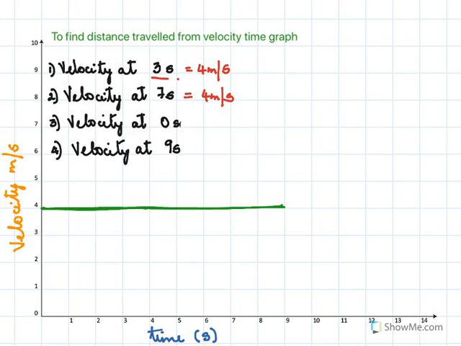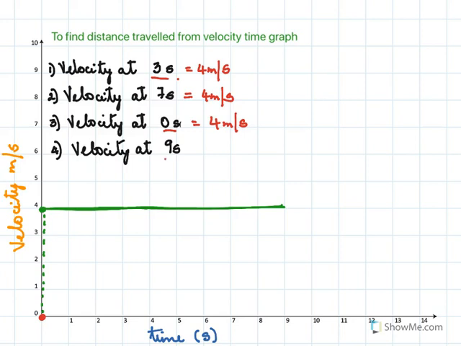Now next I will go for 0. So where is 0 on my time graph? On my time graph, this is 0. This is 0 time. Now I go to my graph here to find the velocity. The velocity at 0 is here. So that means this is also 4 meters per second.